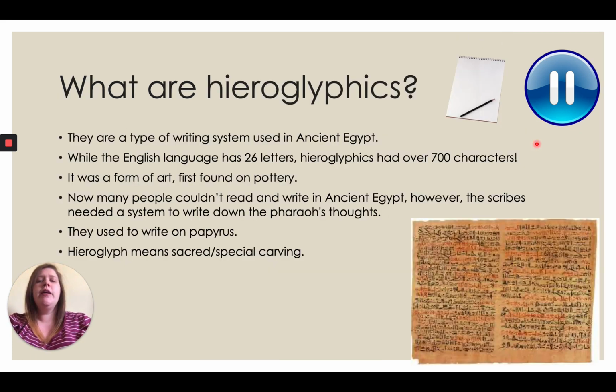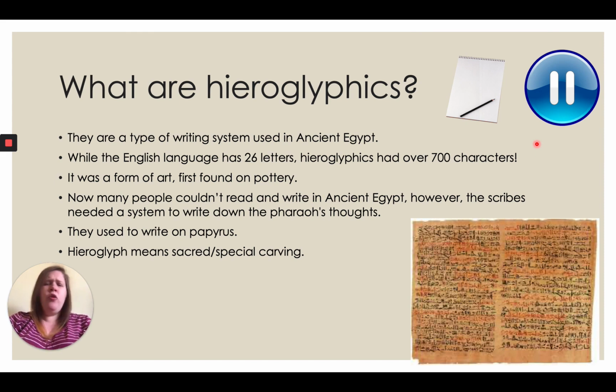So hieroglyphics were a type of writing system that was mainly created by the ancient Egyptians. Ancient Greeks used them moving further forward into history, but it was mainly used by ancient Egypt. So our language, English language, has 26 letters. Now you might know another language that has far more letters, or sounds, shall we say. So we have 26 letters, but hieroglyphics had over 700 different characters. That's an awful lot to learn.